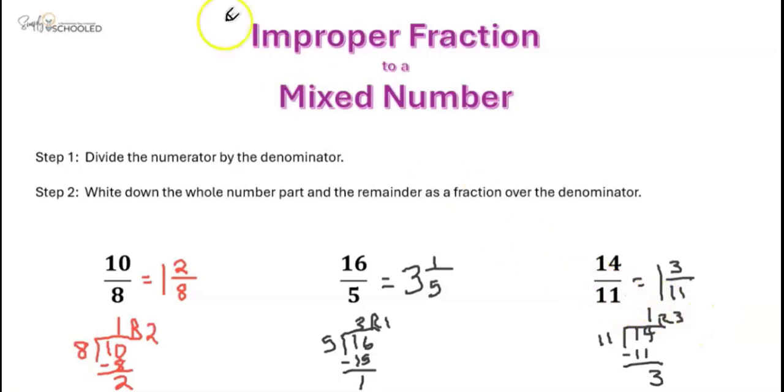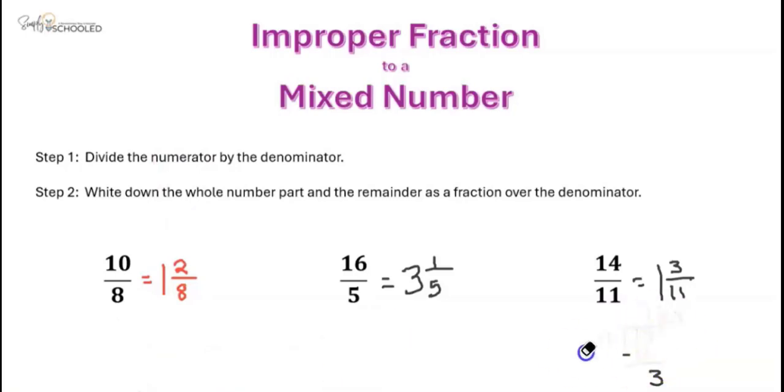Now I want to show you one more quick thing because I talked about how when the numerator and denominator are the same, it equals 1. Well, over here with 10 over 8, we could say 8 over 8 equals 1. We have 10 over 8, so we'd have 2 left over. So 2 over 8. So we have 1 and 2 over 8. Here, 5 over 5 equals 1.